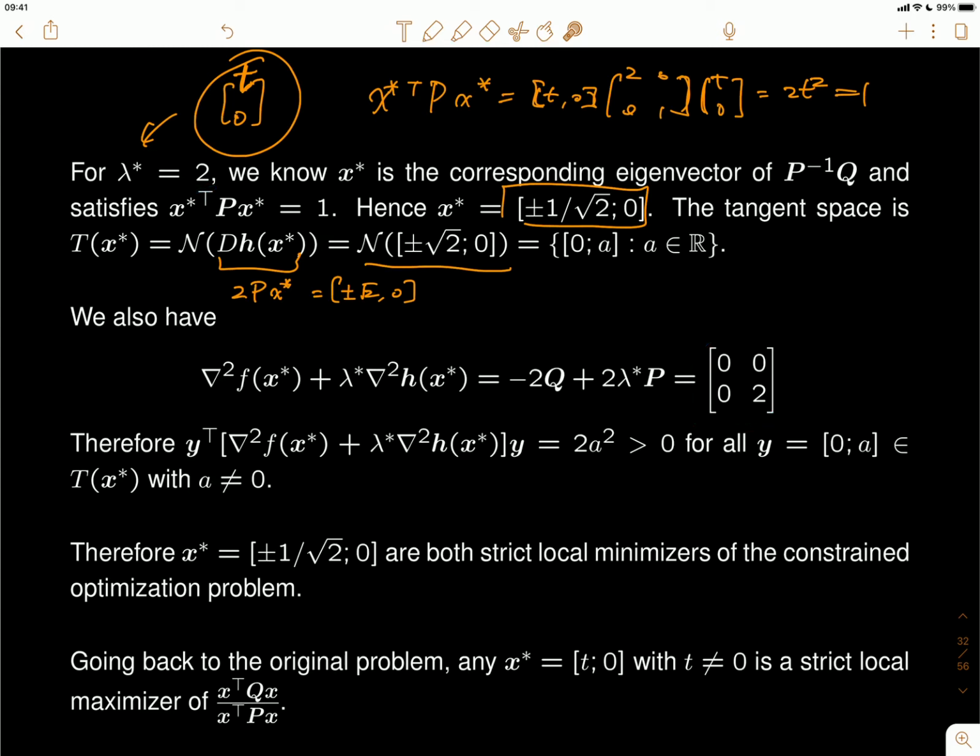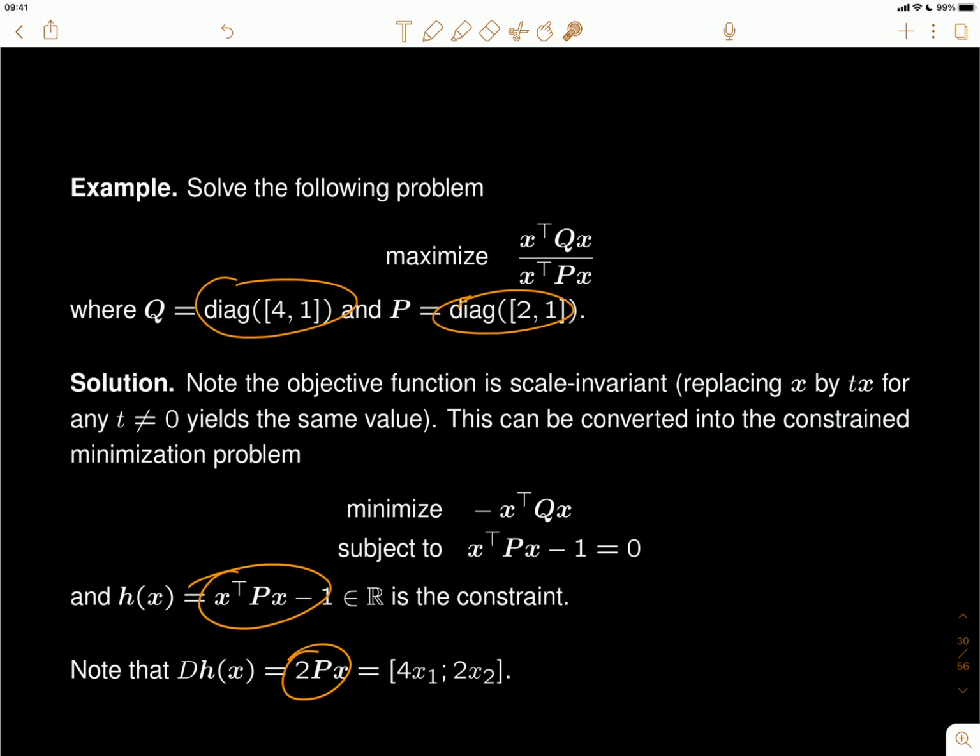To check the second order condition at this point x star, I just need to multiply any vector y from this tangent space, or any vector y of this form, on the two sides of this matrix and see if it's greater than or equal to 0. The y should look like this, 0, a. So I multiply 0, a on the left and 0, a on the right, and I get 2a squared. As long as a is non-zero, since if a is 0 then this is the zero vector, so we only consider non-zero ones, this will be greater than 0. So for any non-zero y in the tangent space, we found that this is greater than 0. That means the second order sufficient condition is satisfied at this point x star, and that means this x star is a local minimizer of this problem.